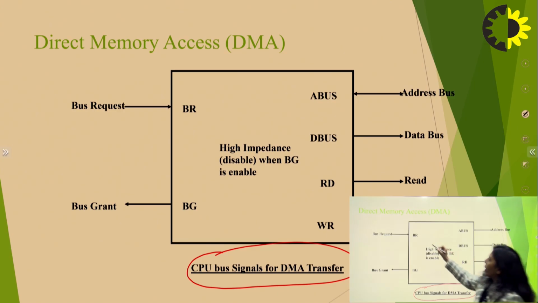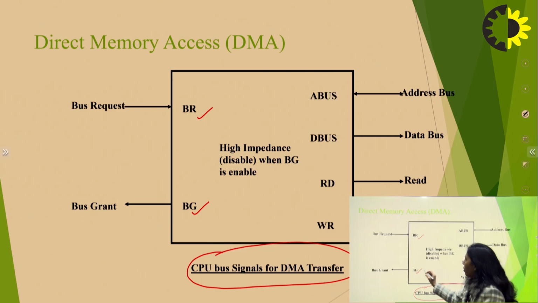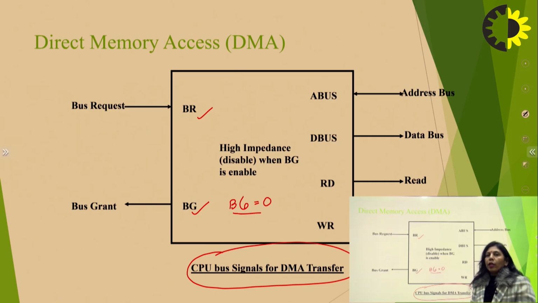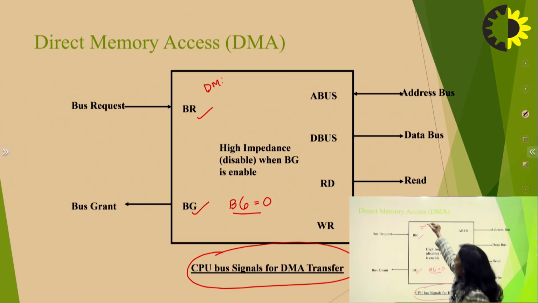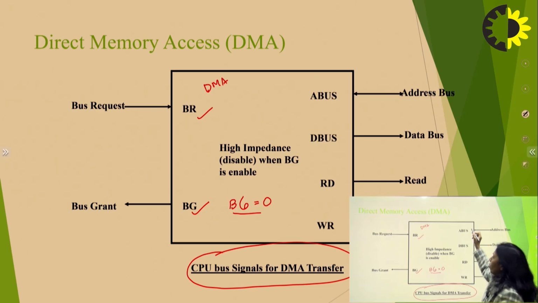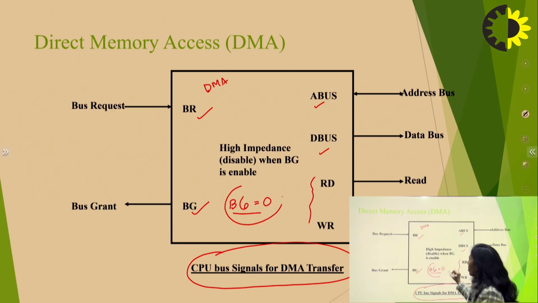So, we can see here that there are two signals, bus request and bus grant. Till the bus grant is equal to 0, that is the initial state, all the bus control is with the CPU. Whenever there is a bus request from the DMA, then after sending some of the information to the DMA controller, like the information about the address, the data and the control signals, which I'll discuss in the coming slides, the CPU makes the bus grant signal BG equal to 1.